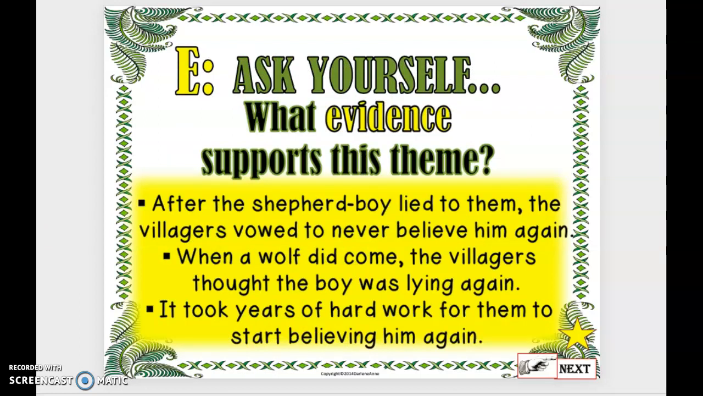Lastly, the letter E is evidence. What evidence from the story supports that people don't believe a liar even when he speaks the truth? Well, one part of the story said after the shepherd boy lied to them, the villagers vowed to never believe him again. And when the wolf did come, the villagers thought the boy was lying again. Lastly, it took years of hard work for them to start believing him again.